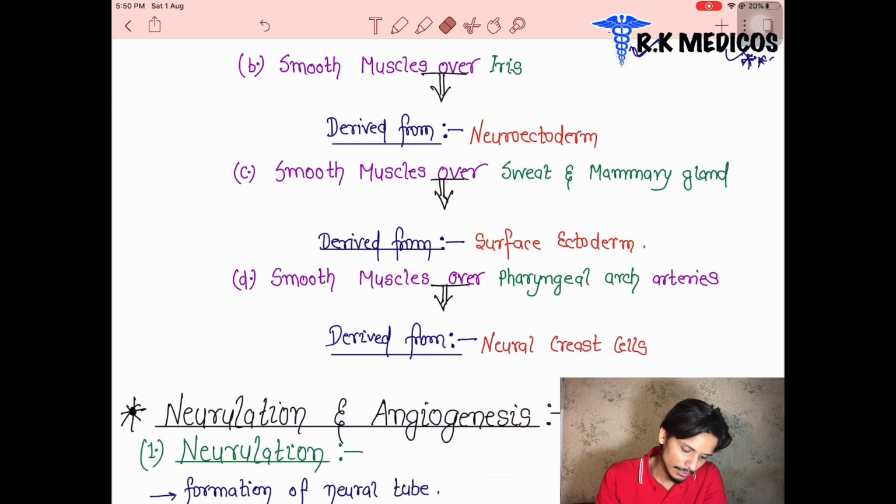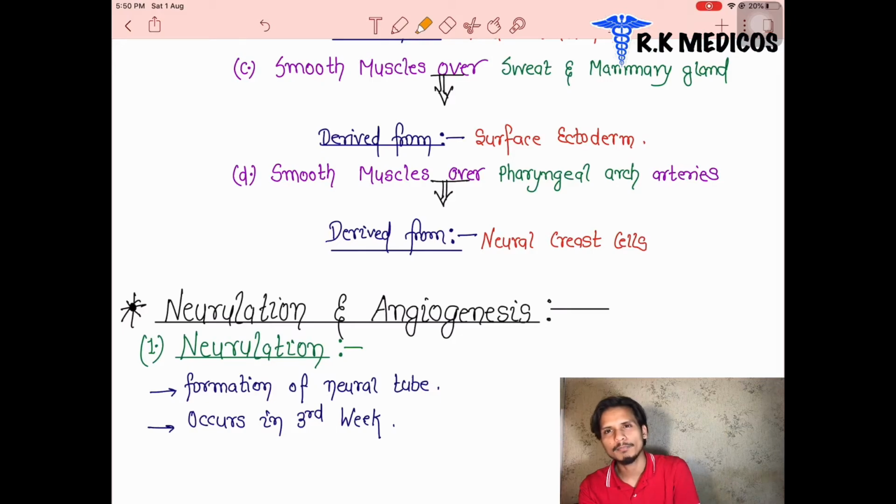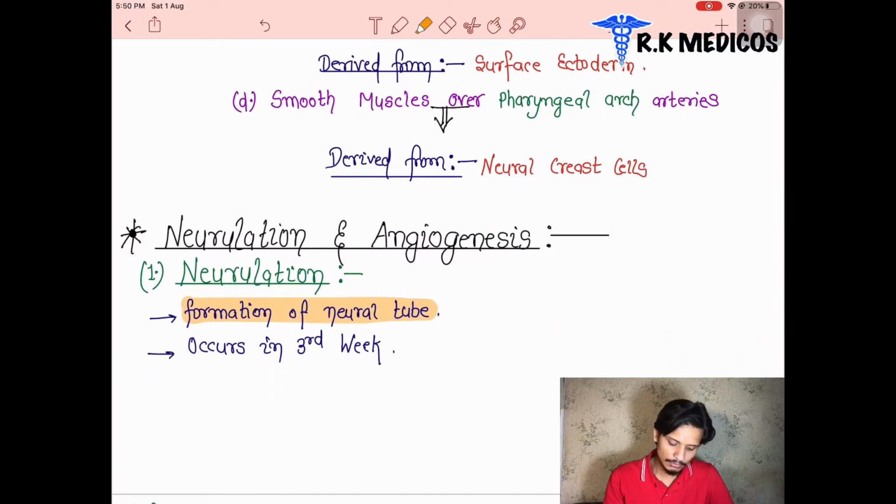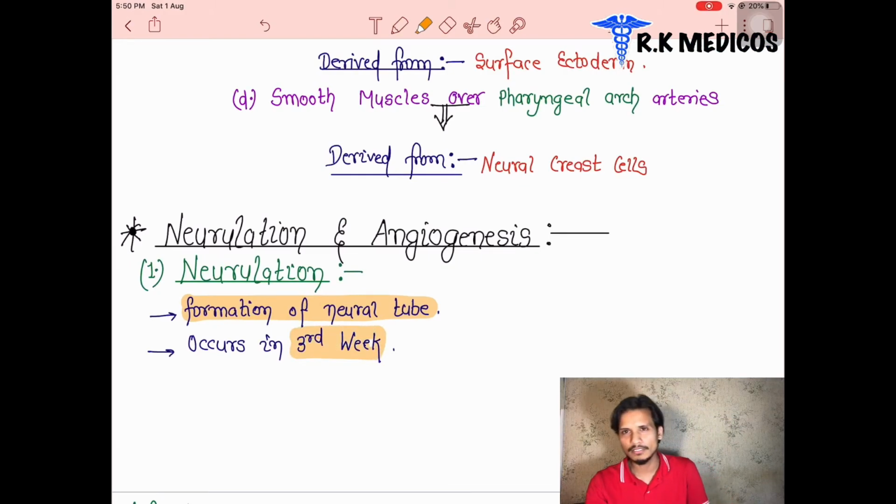So next part, we also know that in the third week there is the development of gastrulation, that is the formation of germ layers. We know the different types of germ layers now, and how structures develop from them. The different germ layers form different structures. Now we're going to see neurulation. Neurulation basically means the formation of the neural tube, and it occurs in the third week. We discussed this in the development of the central nervous system. For now we're leaving it, but this also happens in the third week. We will discuss neurulation in later videos.